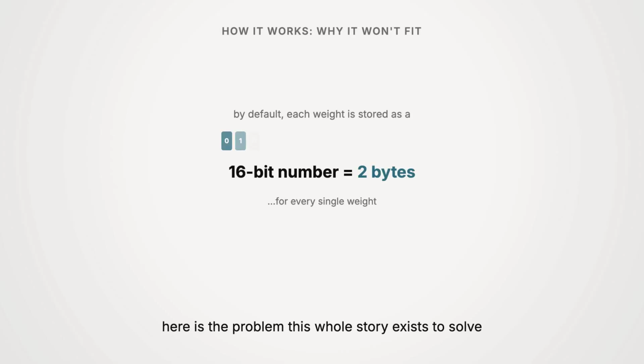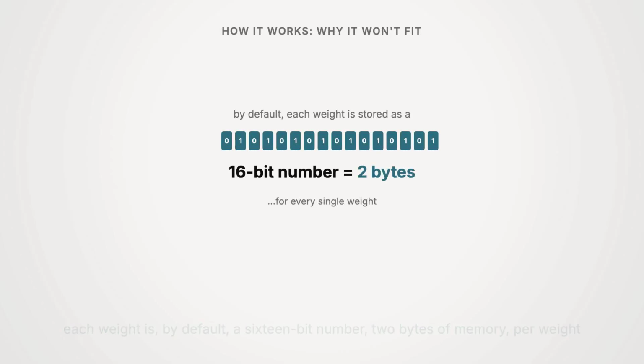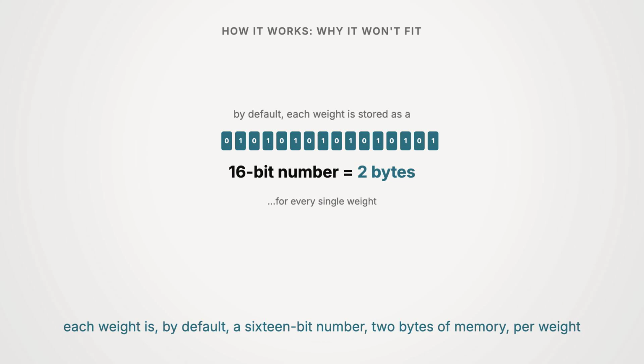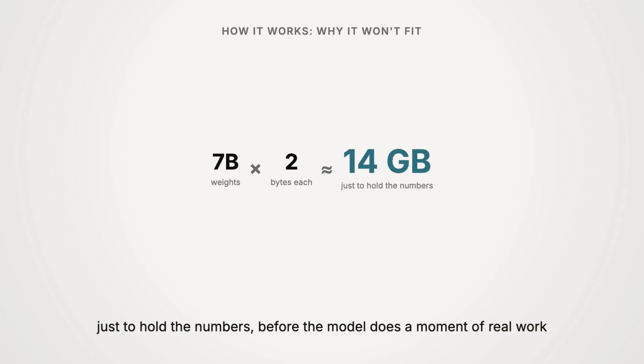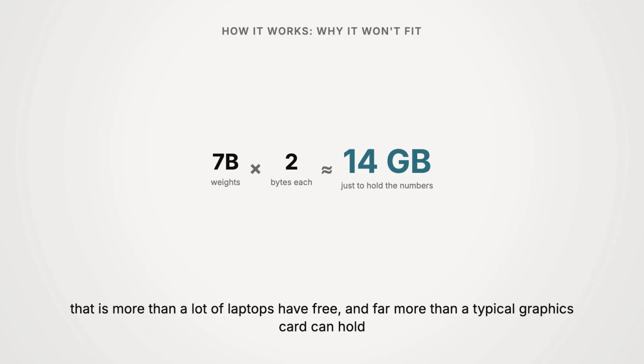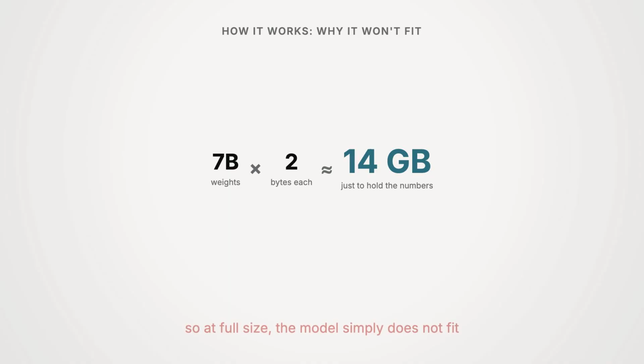Here is the problem this whole story exists to solve. Each of those weights is by default stored as a 16-bit number, which is 2 bytes of memory for every single weight. So do the arithmetic on our 7 billion weight model. 7 billion weights times 2 bytes each is roughly 14 gigabytes, just to hold the numbers, before the model does a moment of real work. That is more than a lot of laptops have free, and far more than a typical consumer graphics card can hold. So at full size, the model simply does not fit.